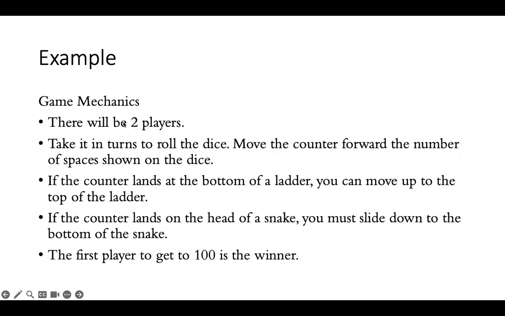So these are the game mechanics. There will be 2 players, and the 2 players will be taking turns to roll the dice and move the counter forward the number of spaces shown on the dice. If the counter lands at the bottom of the ladder, then you can move up to the top of the ladder. If the counter lands on the head of a snake, then you must slide down to the bottom of the snake. And the first player to get to 100 or beyond 100 is the winner.